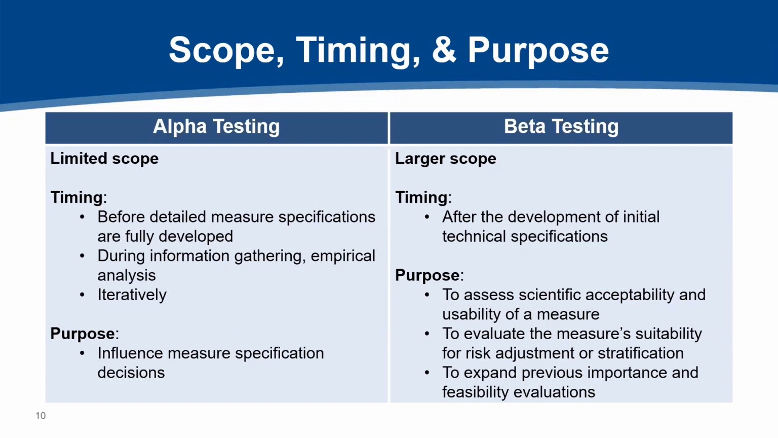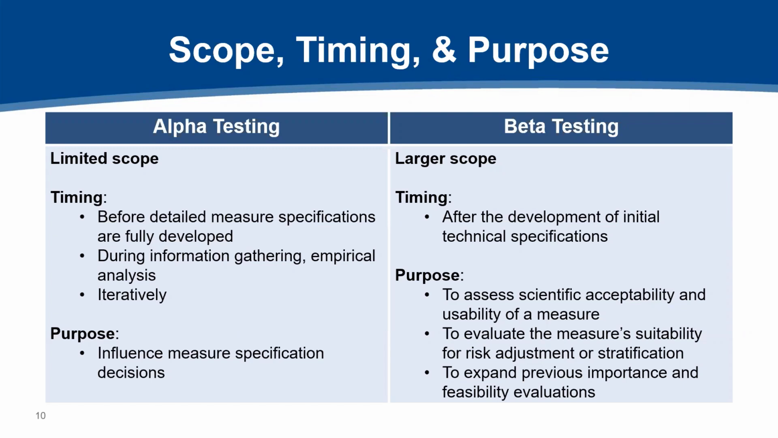And again, alpha testing may occur concurrently with the development of technical specifications as part of that iterative process. Again, you can think of the purpose of alpha testing as really internal facing. It's really intended to influence the measure specification decisions. In contrast to that, on the right, we have beta testing. Beta testing is much larger in scope. You're aiming to engage enough sites that you can speak to generalizability of the measure.